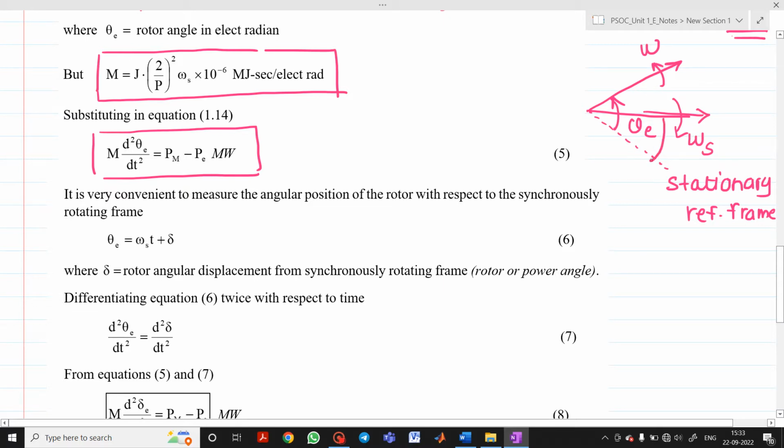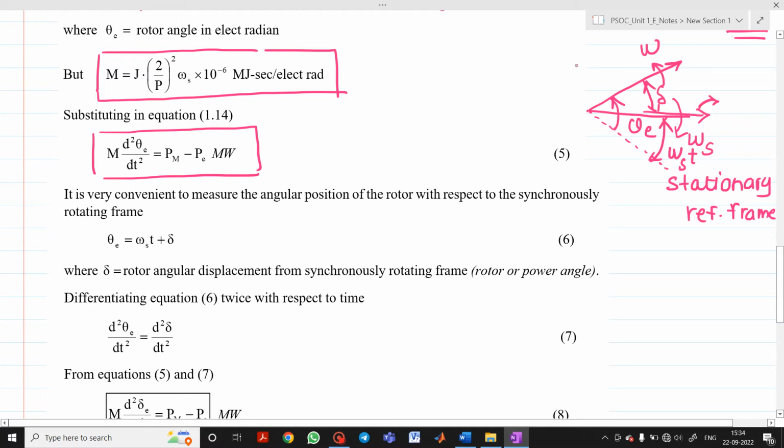Now what is this value? It is omega S into T, and the angle between these two is delta. So what does this line indicate? This line is the synchronously rotating reference frame.